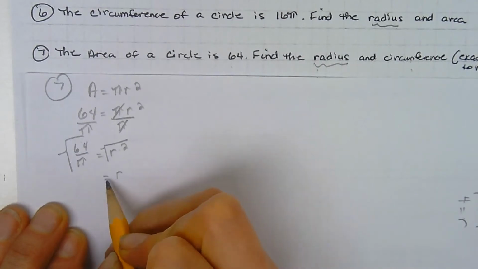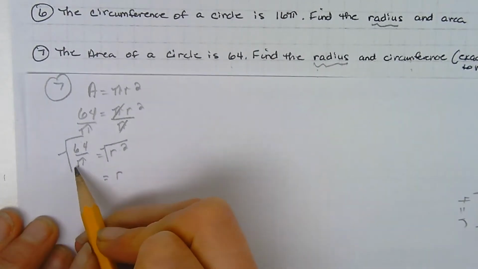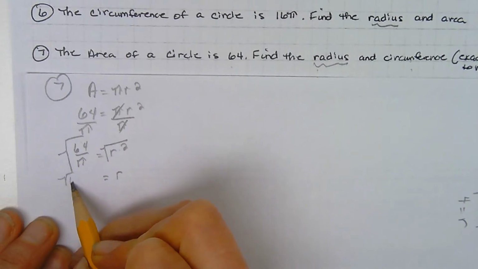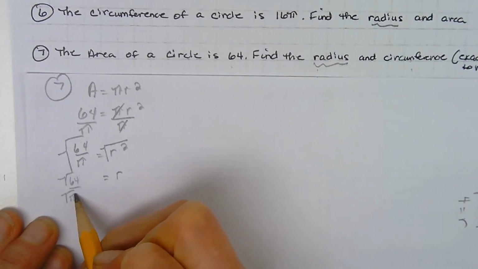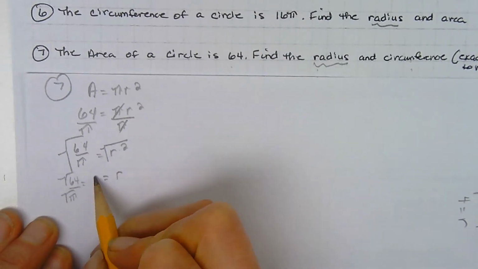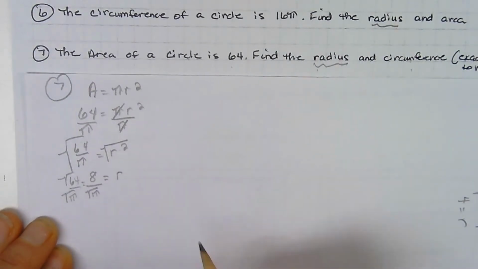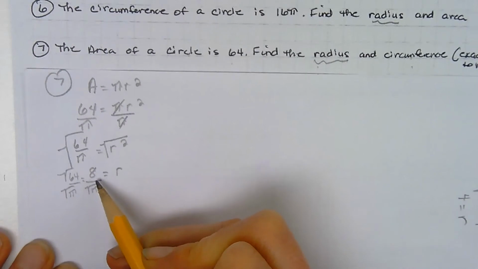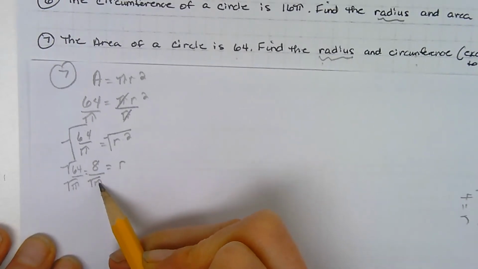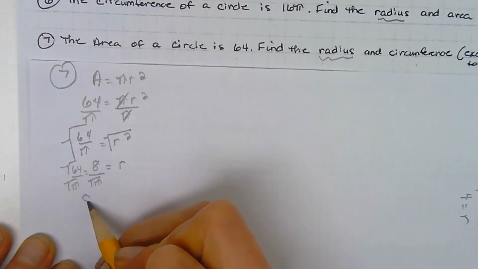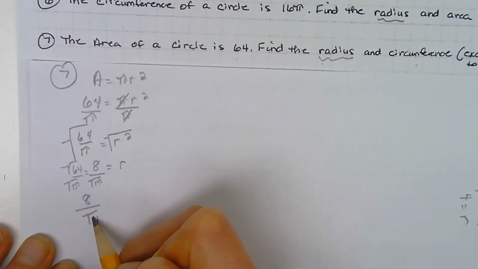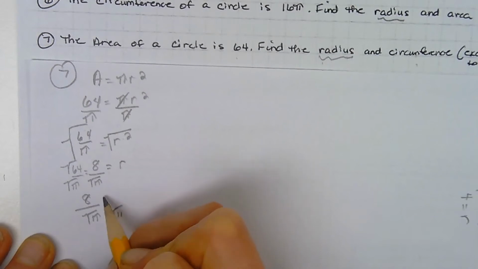So r equals, well, this is the same thing as the square root of 64 over the square root of pi. The square root of 64 is 8, and the square root of pi, just leave as square root of pi. But we can't leave this as 8 over square root of pi equals r. We have to rationalize. So I'm going to take 8 over square root of pi and multiply both top and bottom by the square root of pi.